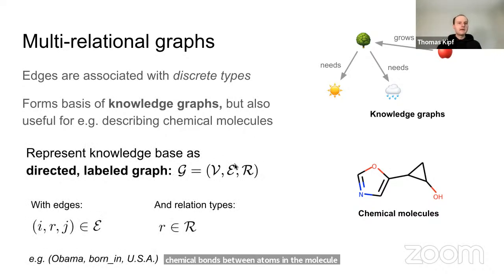And so the only change we have to make to our graph description is, instead of just having a set of nodes and a set of edges, we also have a set of relation types, R. And then an edge is described by this triple here: an index, a relation type, and an index of the target node. And with this, you can already describe all kinds of knowledge bases.